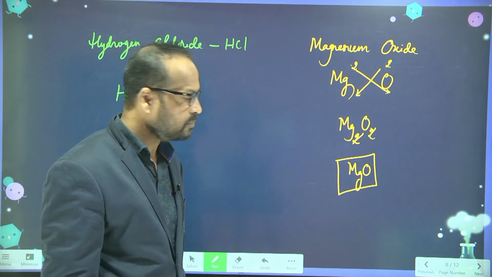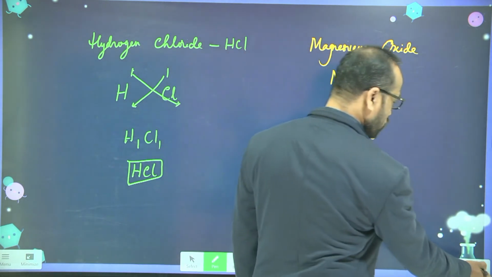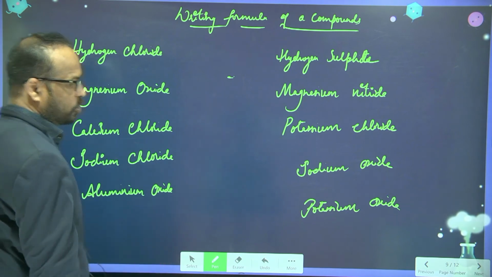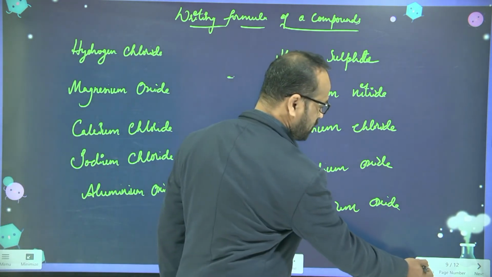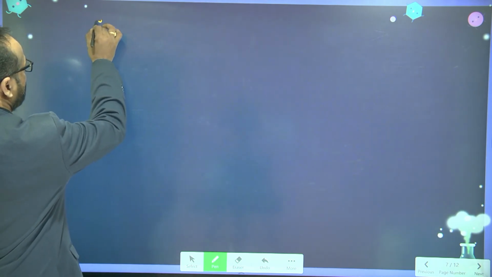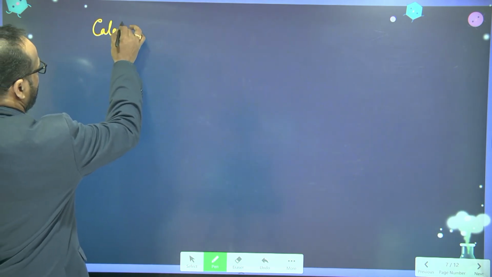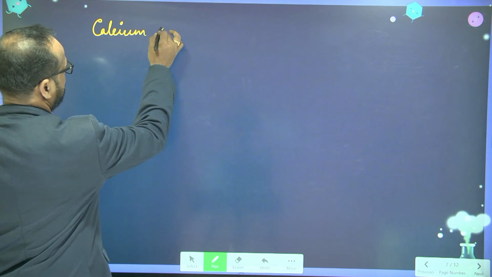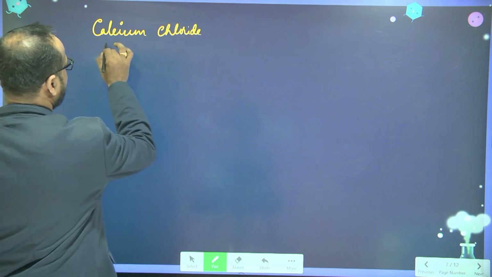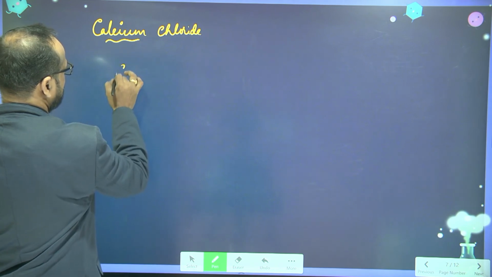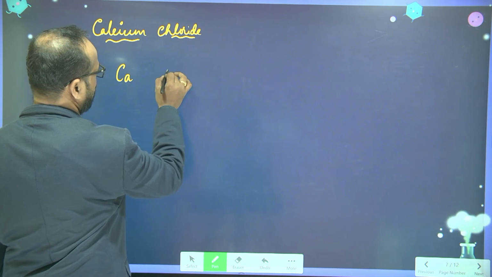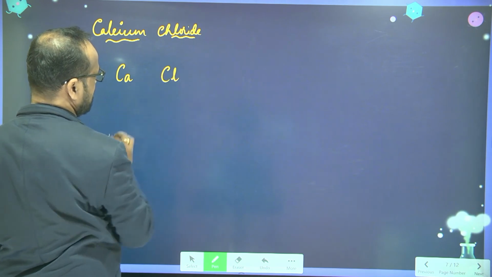Yes, right. Now let's go to one more, the third one. Third one is, students, calcium chloride. How to write the calcium chloride? Let us see now. So what is the calcium symbol? Calcium symbol is Ca, and chloride means chlorine. Chlorine symbol is Cl.